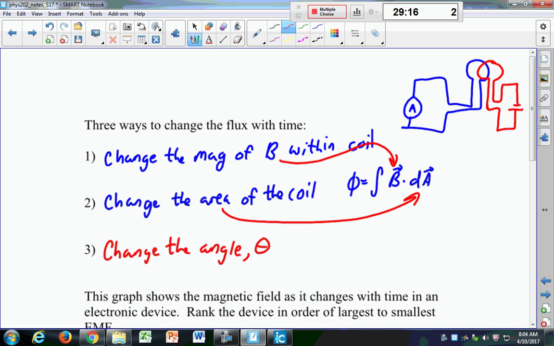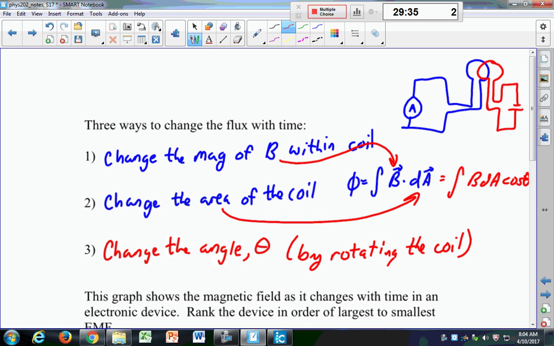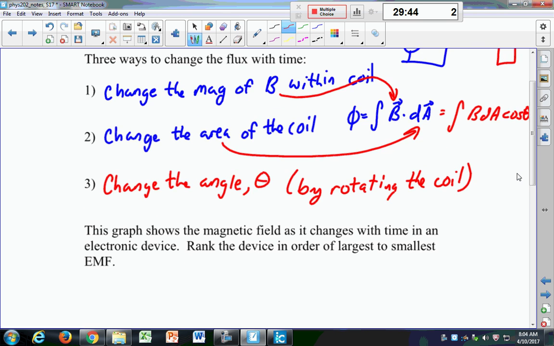Because if you remember, this is equal to the integral of B dA cosine theta. And so if I change that angle theta, then it will change my magnetic flux. And you do this by rotating the coil. Depending upon the rate at which you rotate it, that will give you the frequency at which you get electricity, or the frequency at which you get the EMF.